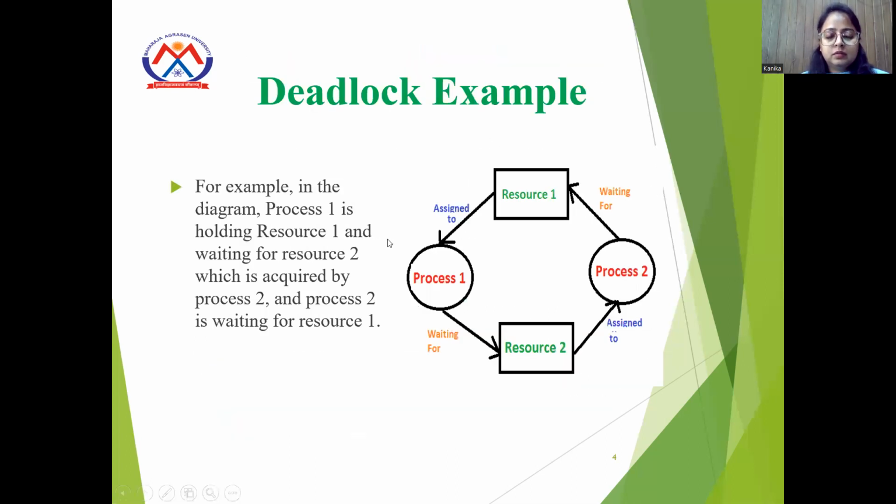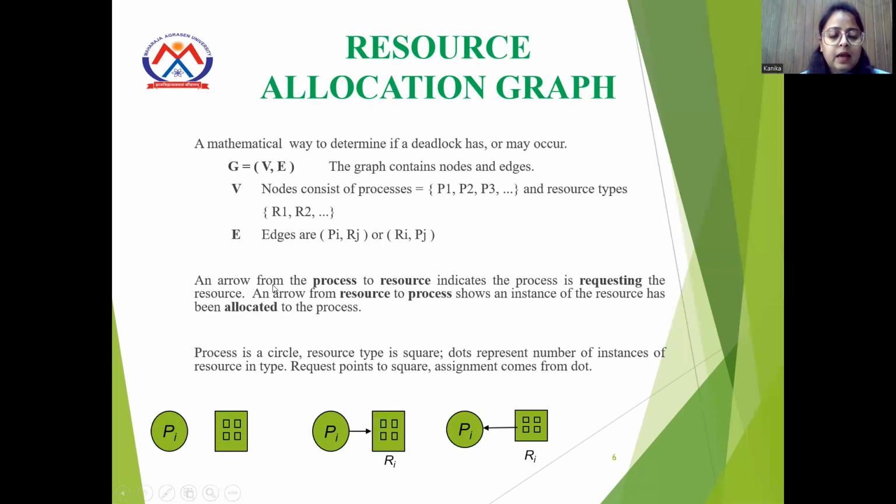In this, an arrow from the process to the resource indicates the process is requesting the resource, and an arrow from the resource to the process shows an instance of the resource has been allocated to the process. As you can see in the diagram, here the arrows are the edges, P is the process, and in a circular box there are resources. There are four instances of the resources.